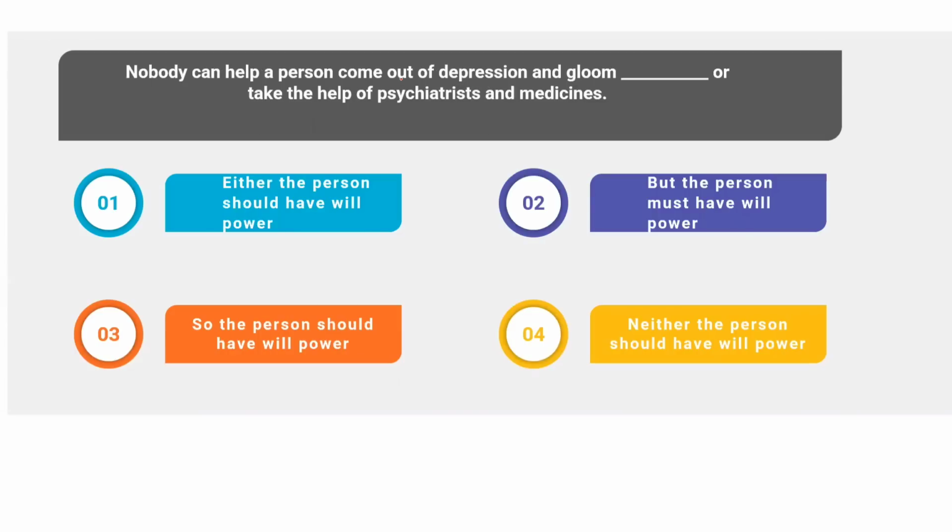Nobody can help a person come out of depression and gloom. You have a big blank, or take the help of psychiatrists and medicines. Okay, now look at the options, and then very easily you can conclude that the word you find in the question is or, okay, which is a correlating conjunction. Now, correlating conjunction, as the word correlating means, it has two words in it. For example, either or, neither nor, not only but also. Right now, all these are examples of correlating conjunctions.